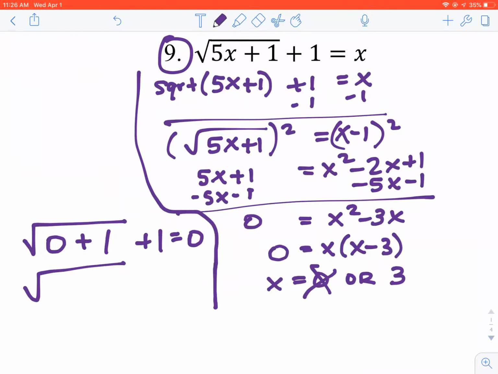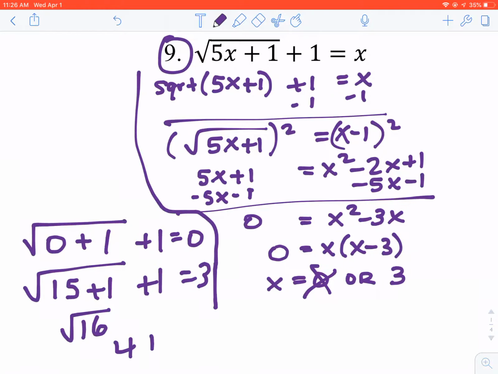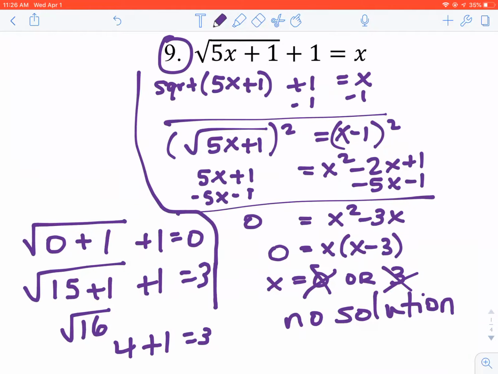The square root of 3 times 5 is 15, plus 1. Does that equal 3? Right. So 15 plus 1 is 16. Square root of 16 is 4. Is 4 plus 1 equal to 3? That answer is no. So I throw it away and I say no solution is my answer because neither one of those worked. And if I were to graph those two, I would probably see that they don't match up.